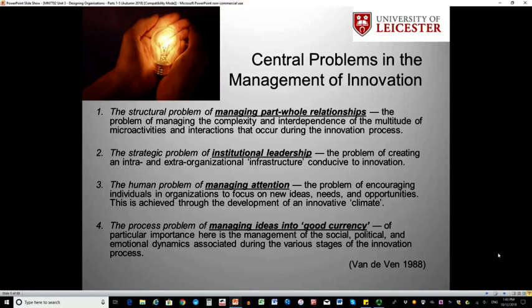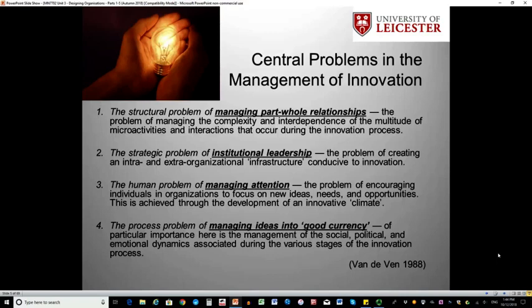The second problem that Van der Ven recognized was in relation to institutional leadership, and that's the problem he saw of providing the appropriate infrastructure within the organisation, but also beyond the organisation. But we're going to focus today on within the organisation, of providing a conducive environment for innovation.